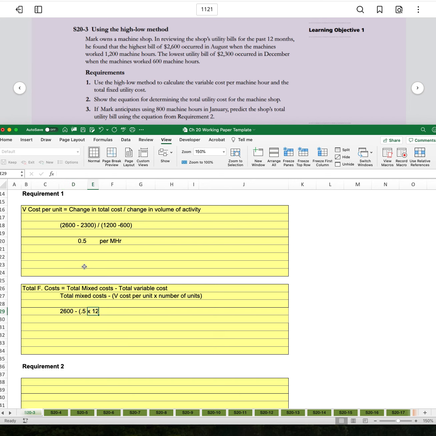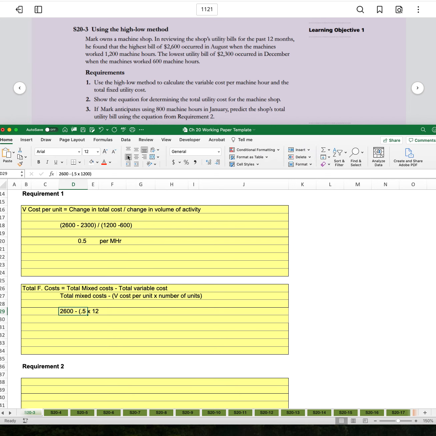I don't know what's going on here where we can't see. Okay, just have to move that over, I'm not sure.